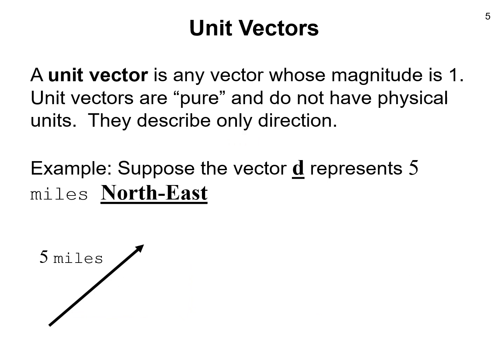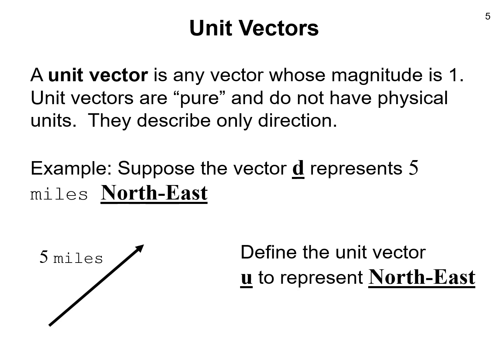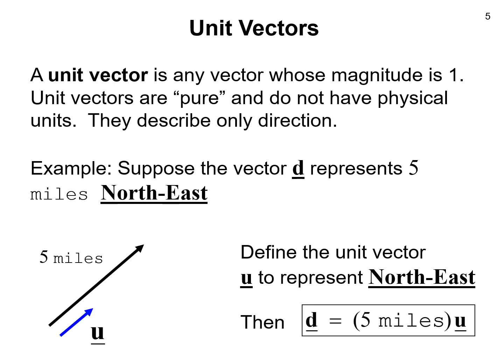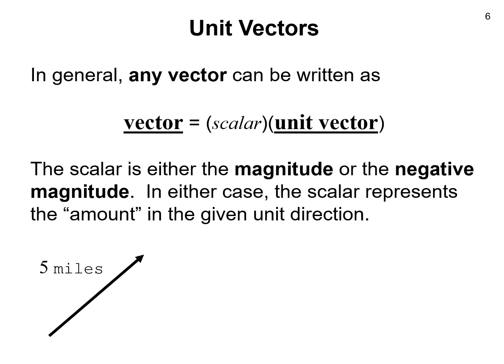A unit vector is any vector whose magnitude is equal to 1. A unit vector is a so-called pure vector and does not have a physical unit. They describe only direction. So for example, I could say I have a vector 5 miles in magnitude in the northeast direction. And if I define the vector u as the unit vector to represent the northeast direction, I could then say this vector, which I'll call d, is 5 miles multiplied by the u direction.